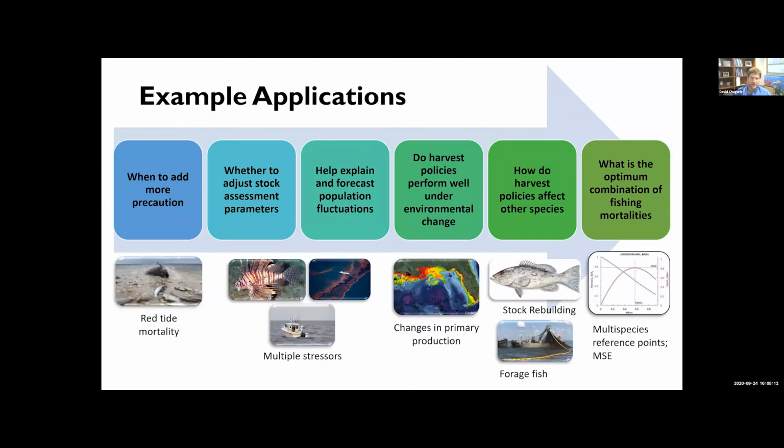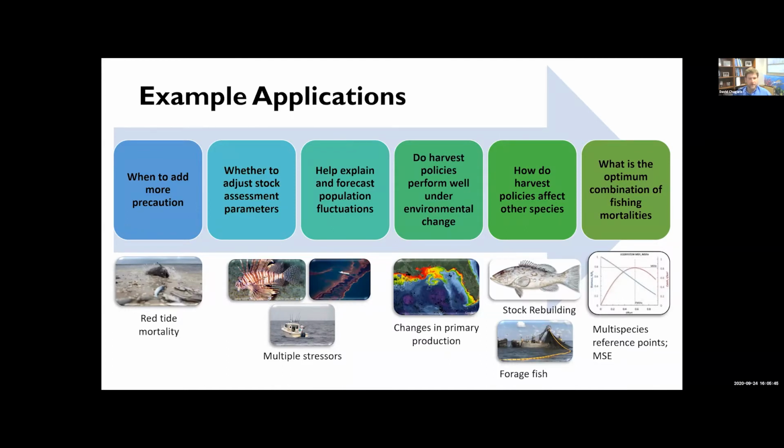If we think about some example applications for ecosystem models and some of the things we're working on in my lab, a couple of them stand out. For example, red tide mortality is a big issue on the west coast of Florida, as you all are aware. Fisheries managers are often concerned about how, when they're going to set an annual catch limit and a red tide is occurring, they should adjust their catch advice with that red tide taking place at the time.